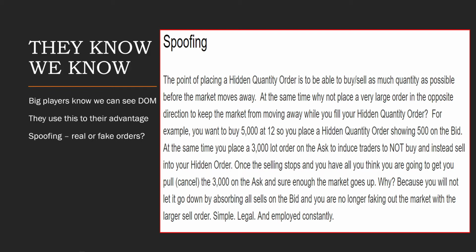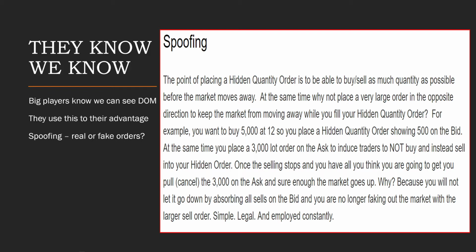So at the same time, you place a 3,000 or 300,000 or 30,000 lot order on the ask side to induce traders to not buy. So you're trying to scare the traders into selling into your $12 hidden order, right? To not buy and instead sell into your hidden order. Once the selling stops and you have all you think you are going to get, you pull or cancel the 3,000 or 30,000, whatever size, on the ask, and sure enough, the market goes up.